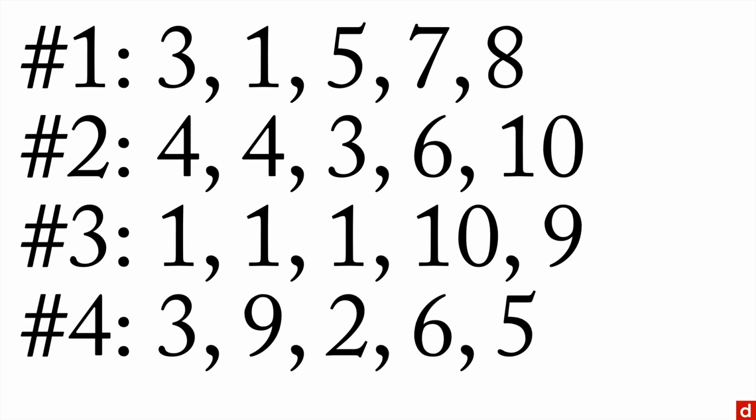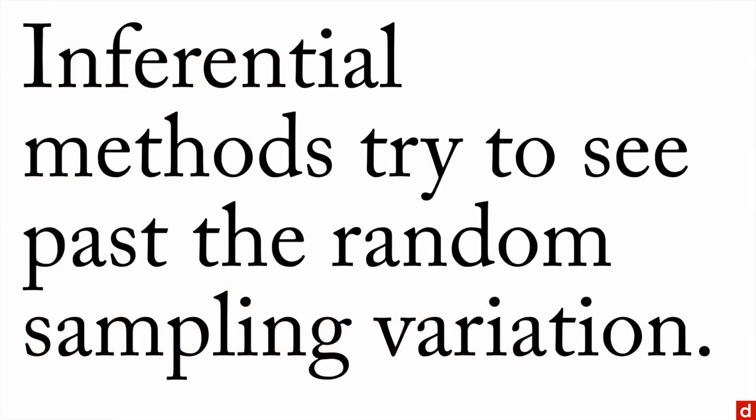All of these were drawn at random from the exact same population, but you see that the samples are very different. That's the sampling variability or the sampling error. And that's what makes inference a little trickier. And let's just say again why the sampling variability matters. It's because inferential methods like testing and estimation try to see past the random sampling variation to get a clear picture of the underlying population.